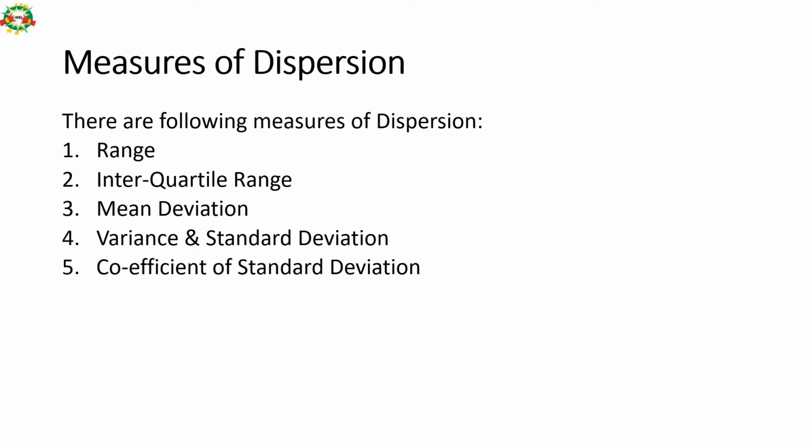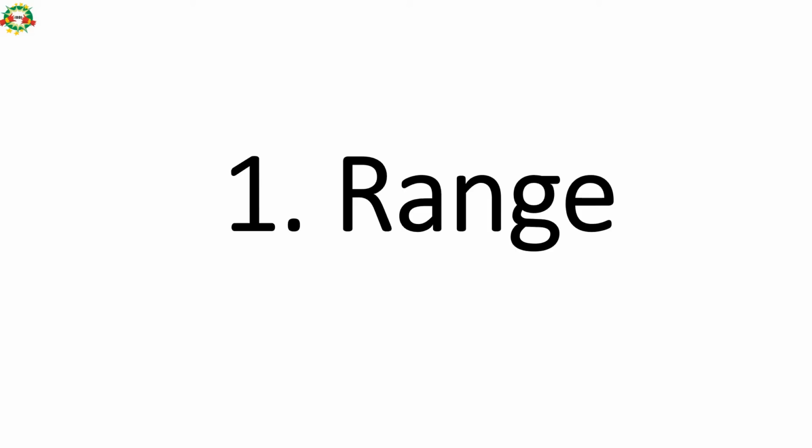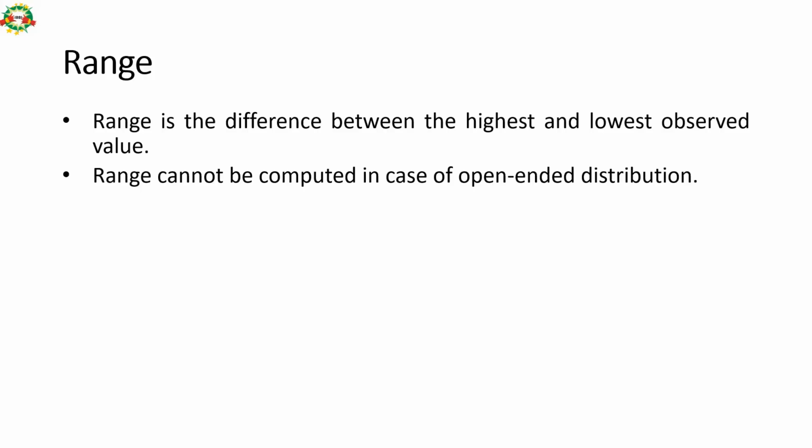dispersion. There are five types of measures of dispersion: range, interquartile range, mean deviation, variance and standard deviation, and coefficient of standard deviation. So you may get a question on any of these formulas as well. Let us first talk about range. Range is the difference between the highest and lowest observed value. Range cannot be computed in the case of open-ended distributions.